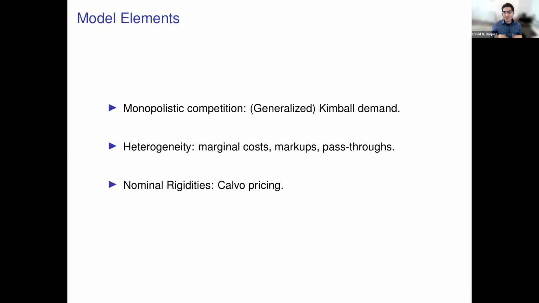Okay, so what's the static model? It's very simple. We're going to have monopolistic competition. We're going to have heterogeneous firms, so these are firms that have heterogeneous marginal costs, heterogeneous productivity, heterogeneous markups, heterogeneous pass-throughs. And then we're going to have Calvo pricing, one-step-ahead Calvo pricing overlaid on top of this. The key deviation relative to the standard model is that we're going to use Kimball demand, a generalized form of Kimball demand, instead of CES. And that's very, very important for us.